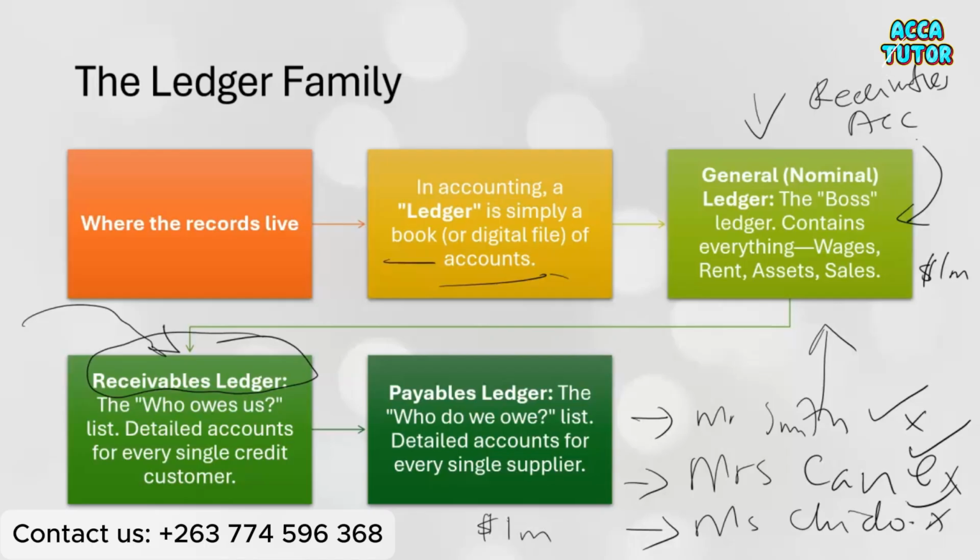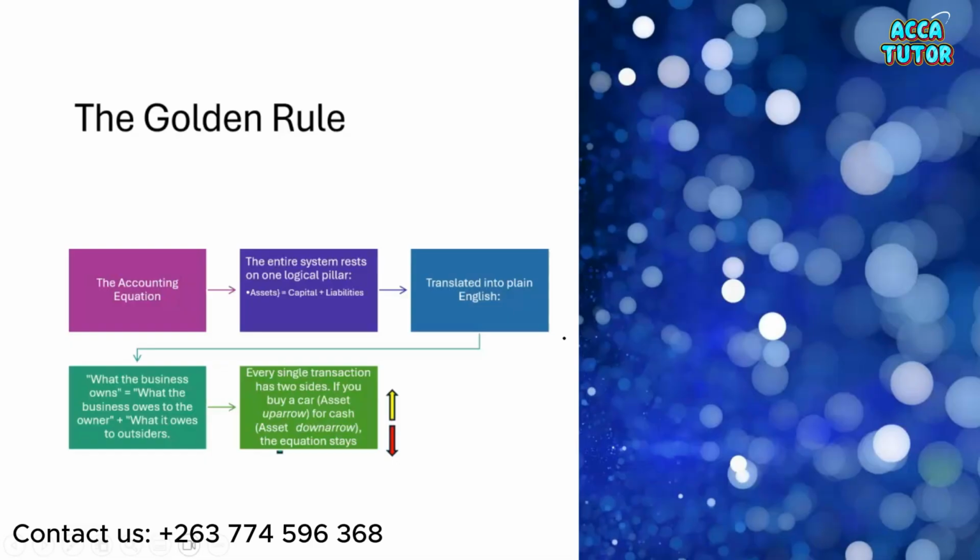Similarly, payables ledger, the who do we owe list. It gives us the list of those guys who we owe or whom we owe. It details accounts for every single supplier. That's the payables ledger. Now, let's move on to the next item.